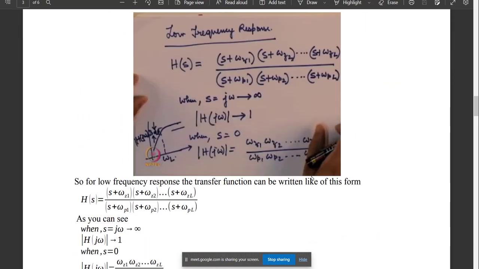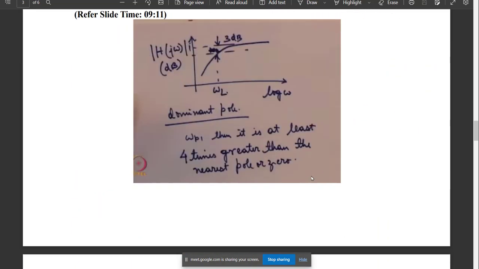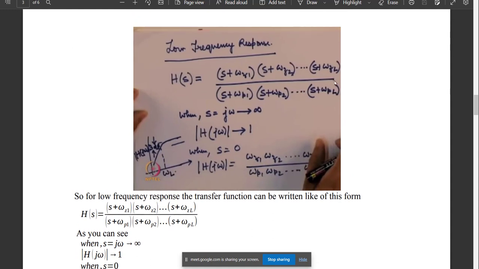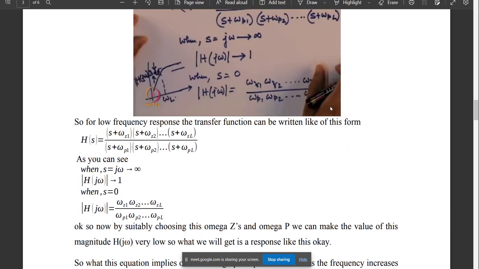देखो यहाँ पे हमारा लो फ्रीक्वेंसी रिस्पॉन्स है, हाँ, तो हमारा S प्लस ओमेगा Z1 प्लस ओमेगा Z2 ऐसा कुछ आया है, दोनों साइड, राइट? So for low frequency response, we are talking about low frequency response only. We are not talking about high frequency response right now. In next module, we will be talking about high frequency response. Here we are talking about low frequency response. So for low frequency response, transfer function is something like S plus omega Z1 plus Z2 plus ZL omega, ठीक?